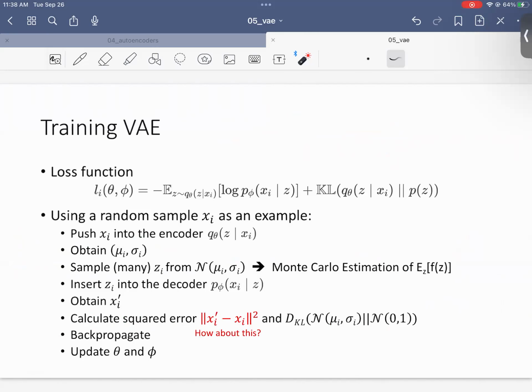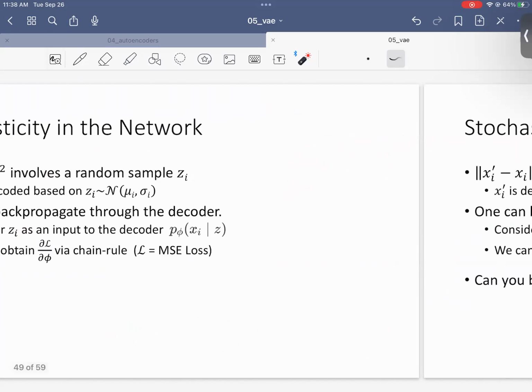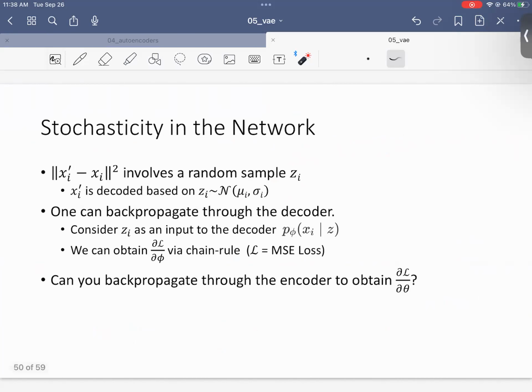So how about this? The problem is that the reconstruction term involves a random sample Z, coming from this, as I said. So you cannot do a backprop because of the sampling process. Can you backprop through the encoder to obtain this? The answer is no. So how do you get past the randomly sampled Z? How do you get past this?